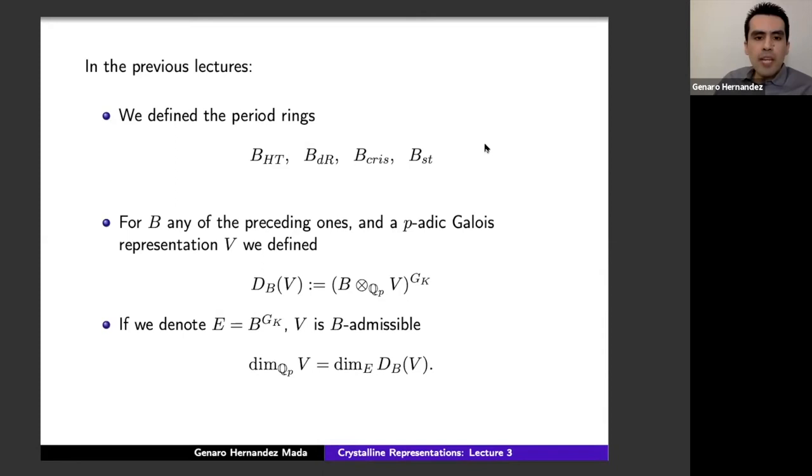And we have studied these things here. Let me state them. So for B, any of these, and a p-adic Galois representation V, we define the Dieudonné module associated like this. It's the G_K invariants of the extension of scalars of V by B, right? We say that V is B-admissible if the dimension of that Dieudonné module over the G_K invariants of B is equal to the dimension of V over Q_p.